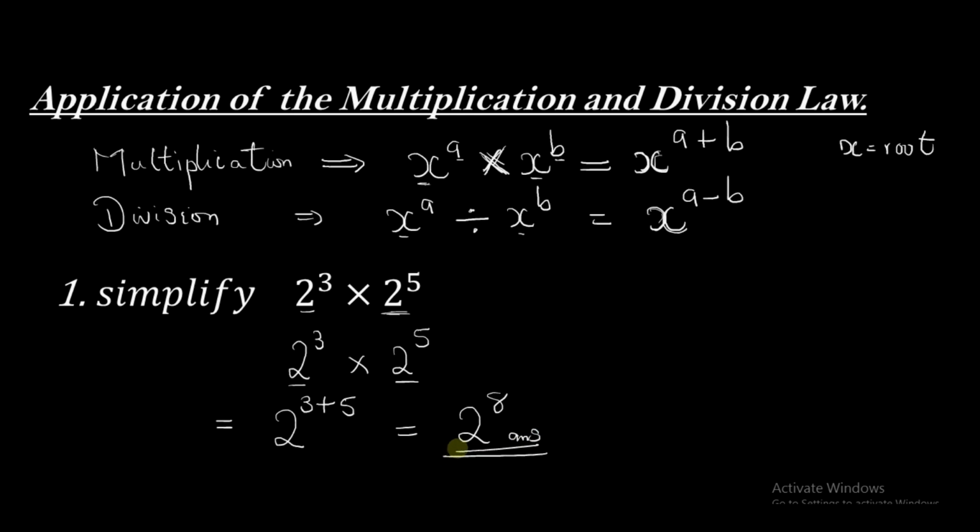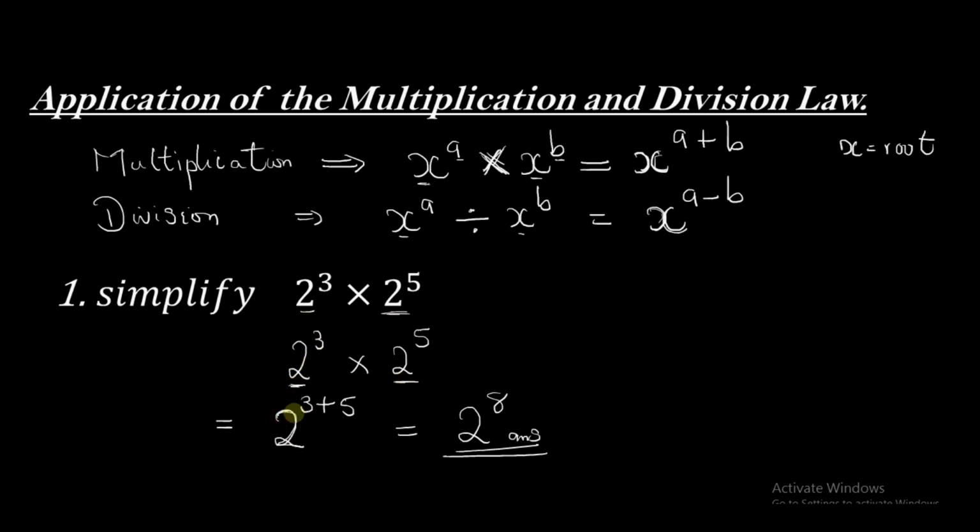So I'll come again with this example. The example is simplify 2 raised to the power 3 times 2 raised to the power 5. According to the multiplication law, when the root number of each index is the same, you take one of them. So we've taken one of them here, which is this 2. There is 2 in this index, there is 2 in this index.